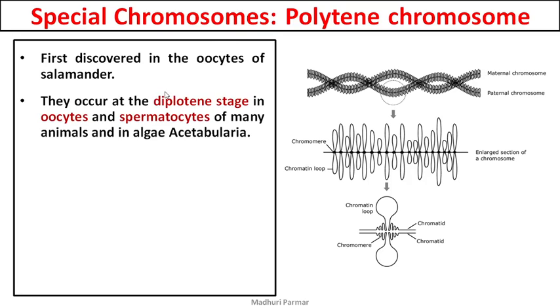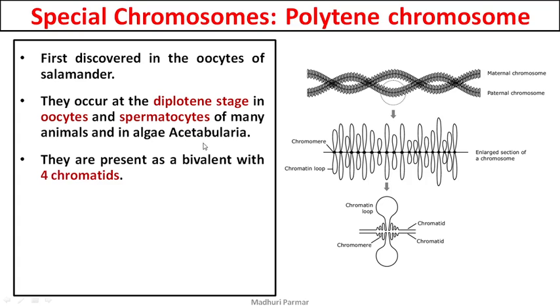They occur in diplotene stage in many oocytes and spermatocytes of animals and in algae like Acetabularia. Remember, we have studied Acetabularia when we were discussing the shape and size of different cells in the very beginning. They are present as bivalent with 4 chromatids. They have 4 chromatids.